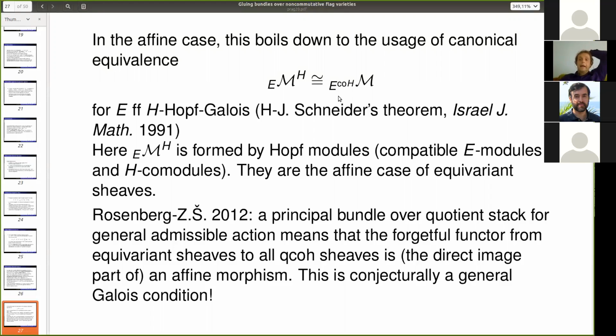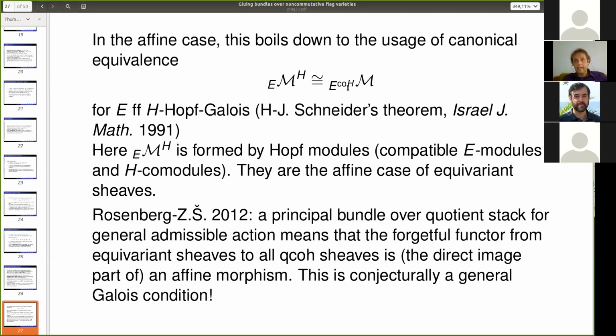that equivariant sheaves are just sheaves over the base, provided this E is a Hopf-Galois extension. So that means faithfully flat. That means faithfully flat Hopf-Galois extensions are really such that this quotient stack is really affine, and it's affinely embedded.